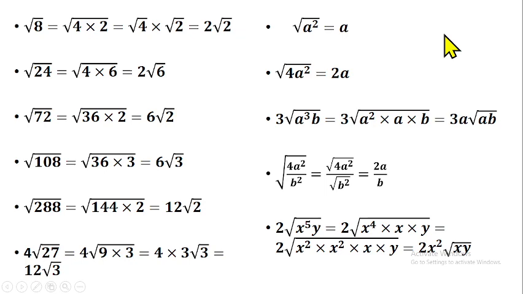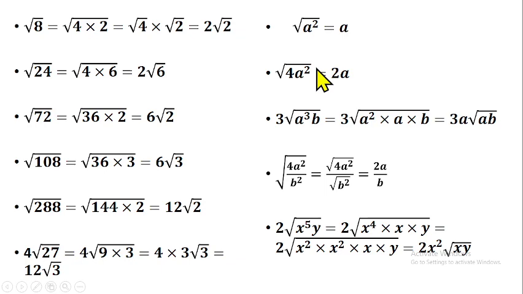You cannot simplify it further because there are no two numbers you can multiply together to get a or b where one of them is a perfect square. So that means √a, that's the simplest form. √b, that's the simplest form. Let's look at this one. √a². √a² is just a, because a² is a perfect square, just like √4 is 2. So √a² gives us a.